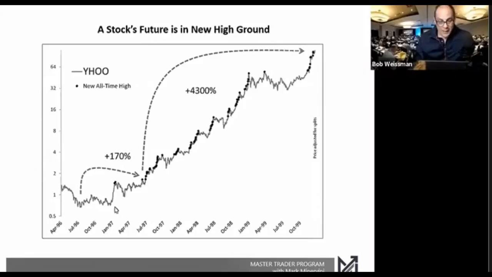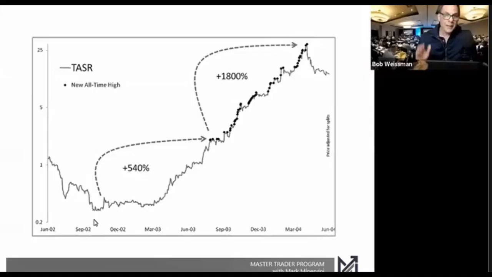So even if the stock's down, let's say it's down 60 or 70%, maybe it goes up a few hundred percent off its low. But many of these names go up 10,000, 20,000, 50,000, 100,000% over 2, 3, 5, 10 years. Here's an example of Yahoo, where coming off the lows back into new high ground makes a 170% move. But then from the new high ground, it goes up 4,300%. And even much higher, right? So the real action and the excitement is happening in new high ground.